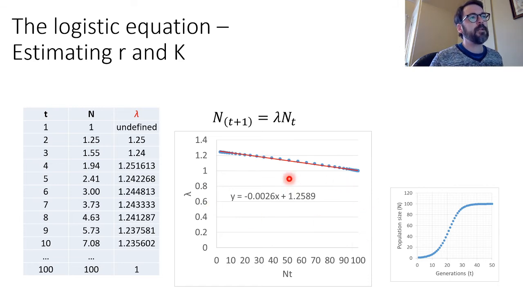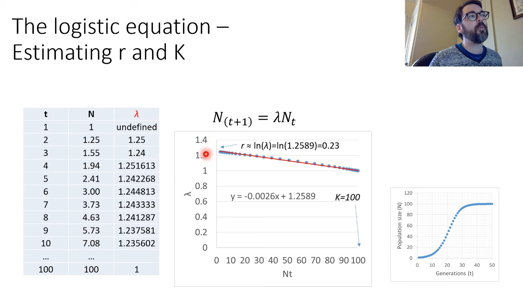And then what we can learn is two things. When y is equal to 1, we get the carrying capacity. So put a 1 in here, rearrange and solve for x. That's really simple. If you do that, what you'll find is that K is equal to 100. Cool. So K is defined by the value where lambda is equal to 1.